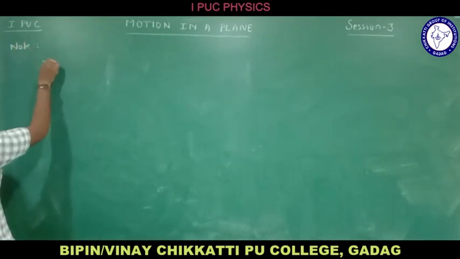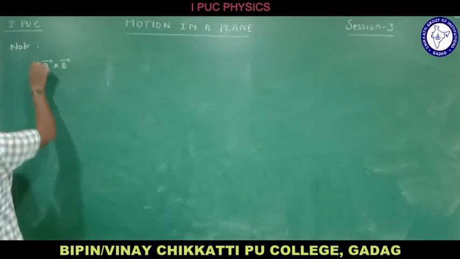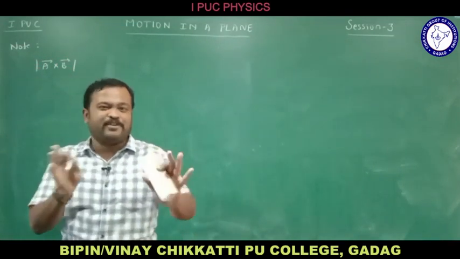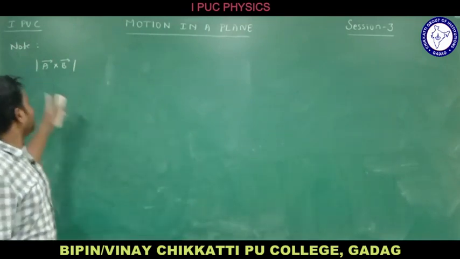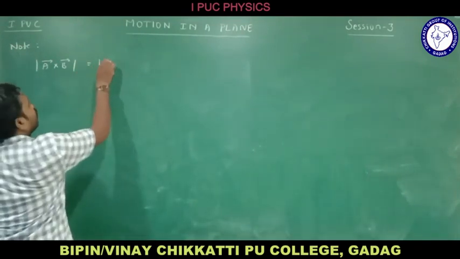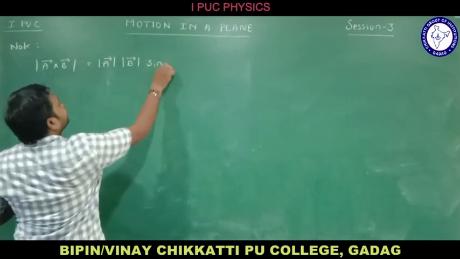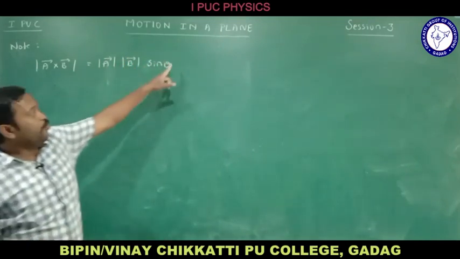Okay, first of all, A cross B. Let me take magnitude of A cross B. A cross B is a vector. Let me take magnitude itself. I don't want any direction here. Okay, what is magnitude of A cross B? That is modulus of A, modulus of B, which theta? Sin theta. I will not be writing n cap.